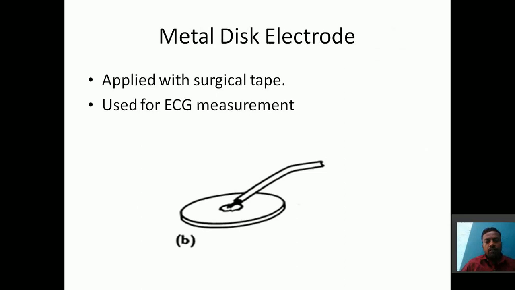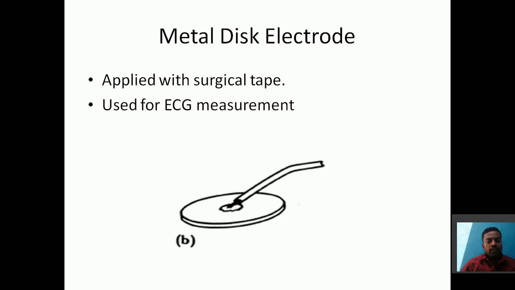Okay, the metal disc electrode is a metal disc. It may be silver, that means silver chloride or silver. On the back side we have the terminal. That terminal is used to connect the wires of the ECG amplifier. This electrode is also used for ECG measurement. This electrode is a full disc, and this disc is directly placed on the surface of human skin.